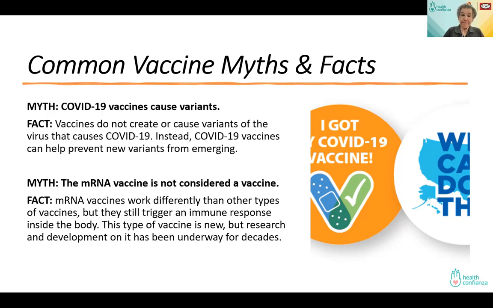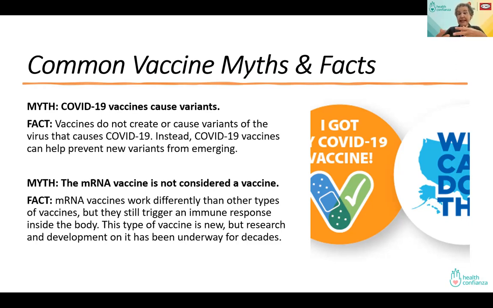Now, variants. The myth is that COVID-19 vaccines actually cause the variants that we've been hearing about, the Omicron, BA.5, BA.1s, and all that. Vaccines themselves do not create or cause the variants of the virus. Instead, COVID-19 vaccines can help prevent new variants from emerging by preventing the transmission of it, because the more the virus transmits to other hosts, the more likely it can evolve and mutate and become the variants that we see happening right now. So in fact, getting more people vaccinated will prevent some of that evolution of the variants from occurring.